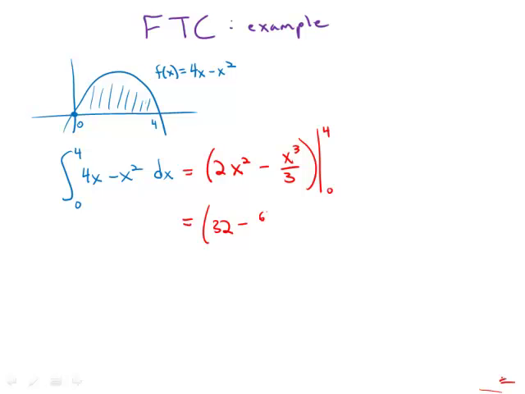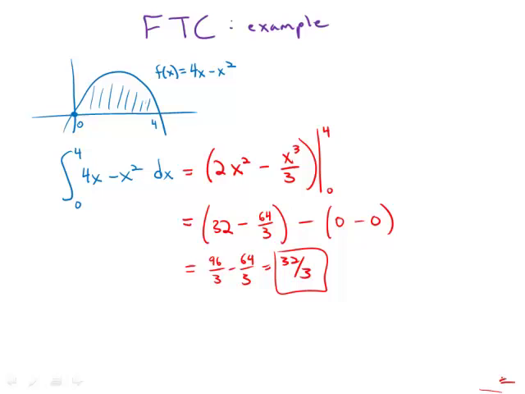that is 64 over 3, minus, and then plugging in, we get 0 in both places. And so this is combining the fractions. Now we have 96 over 3 minus 64 over 3 equals 32 over 3.